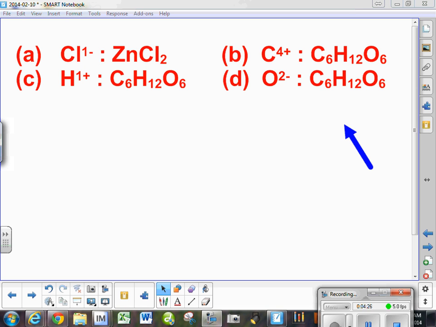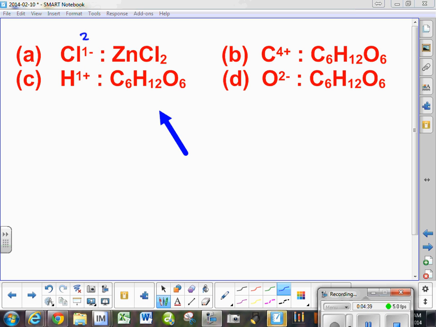The ratio of the chloride to the zinc chloride molecule. We look at the subscript, that's 2, and that's why we have a 2-to-1 ratio here. If we look over here, carbon, the subscript of carbon is 6, and that tells us that we have a 6-to-1 ratio here of the carbon to this, which is called the glucose molecule.